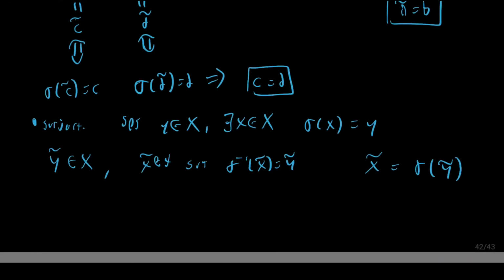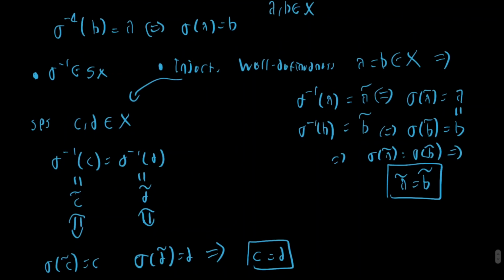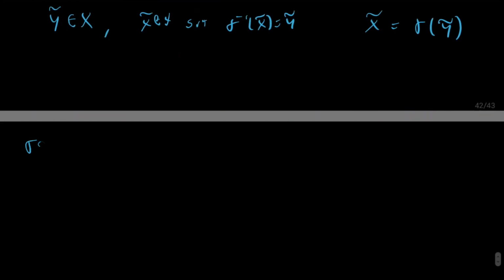And from this we have proven that sigma to the minus 1 that we have defined in this way is actually an element of S of X. But now let's prove that sigma composed with sigma to the minus 1 is actually the identity. And I won't show that also sigma to the minus 1 composed with sigma is the identity because it's a very similar calculation. But let's see.